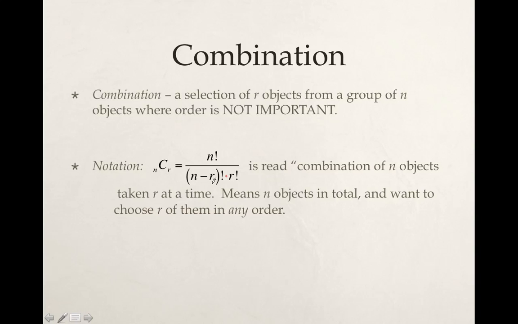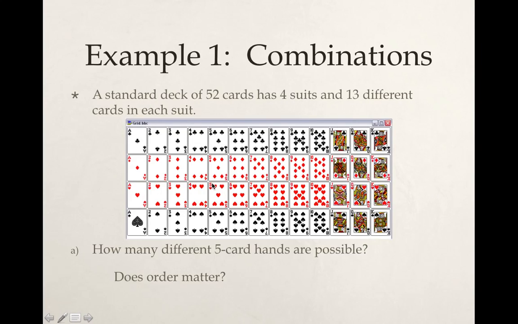All right, so let's actually put this to work. Here's an example where we're talking about a standard deck of 52 cards, where we have 4 suits: the clubs, the diamonds, the hearts, and the spades. And in each suit we have 13 different cards, from ace up to the face cards jack, queen, and king. So my first question is, how many different 5-card hands are possible?